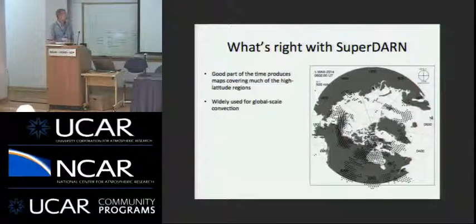It's not quite global scale, but it's pretty much the entire auroral regions from mid-latitudes up to the center of the polar cap. It does it in both hemispheres, continuously, 24 hours a day, 7 days a week, with at times great coverage, sometimes not such great coverage. And this is its reason for being, producing these maps. And it's a parameter that is absolutely necessary for a lot of people's work.